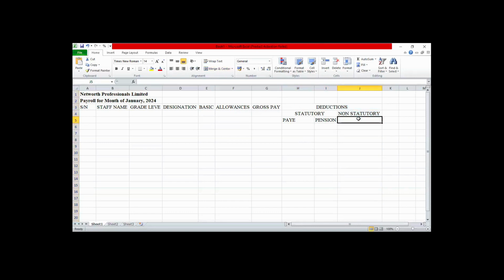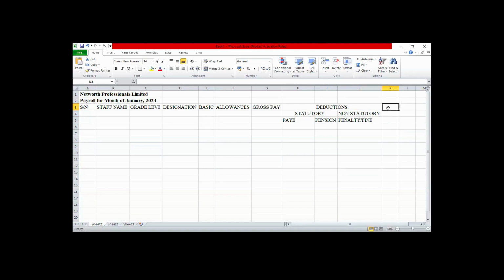This one can be fines or penalties. Is that clear? Okay. When you come late to school or work, or the day you offend or miss work, they will deduct your money. That one is non-statutory.